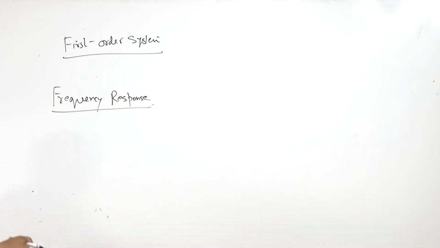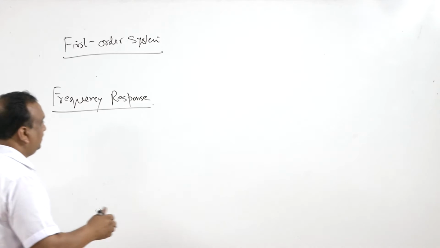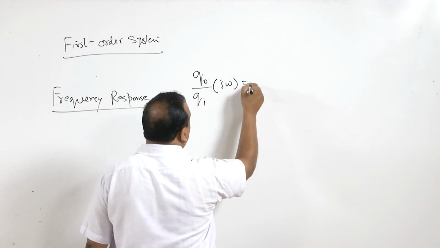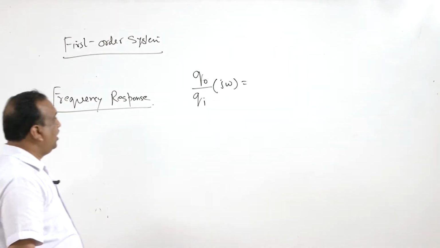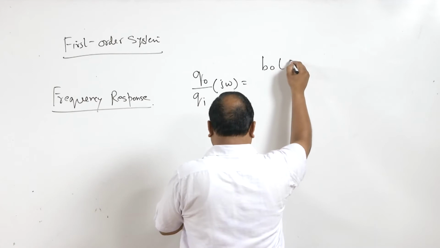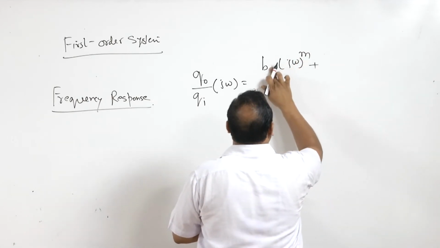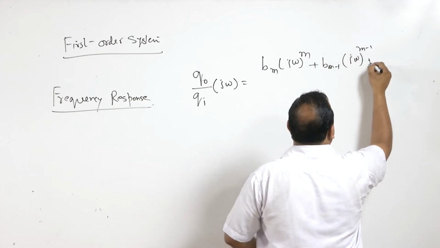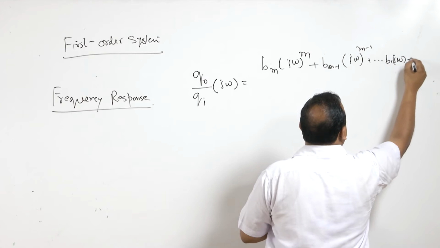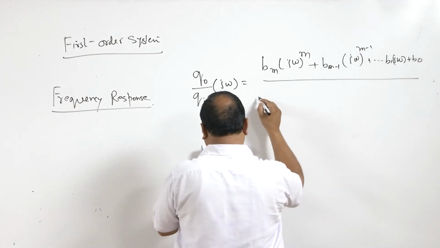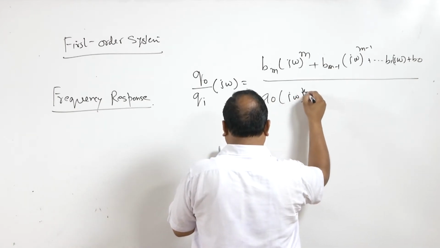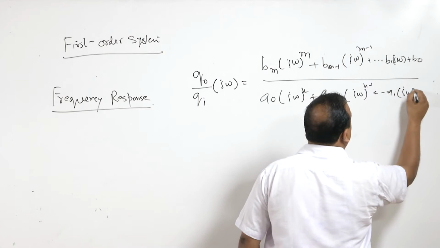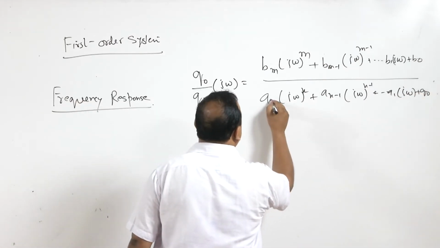When we were discussing the fundamentals of dynamic response of measuring instruments, we derived a generalized equation for the frequency input, between output and input, as this: Bm (i omega)^m plus Bm minus 1 (i omega)^(m minus 1) plus ... plus B1 (i omega) plus B0, divided by An (i omega)^n plus An minus 1 (i omega)^(n minus 1) plus ... plus A1 (i omega) plus A0.